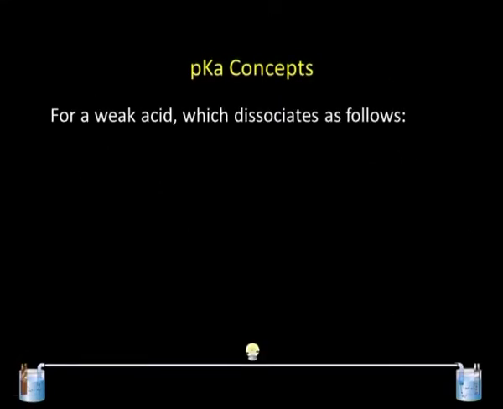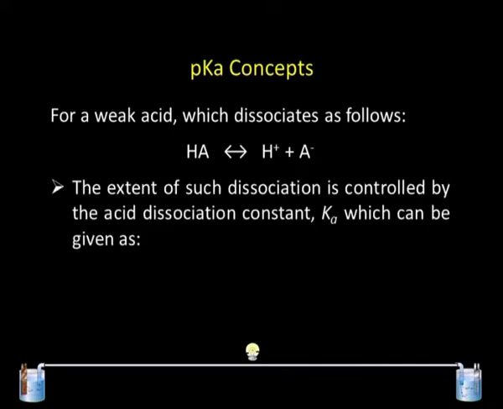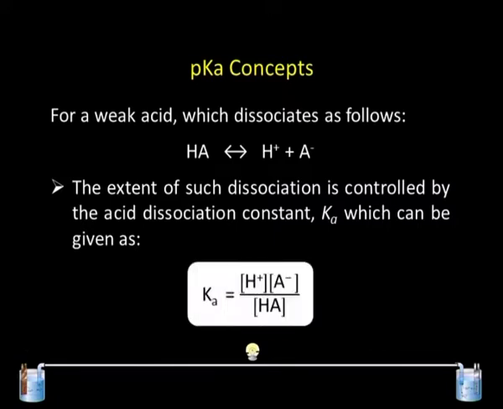For a weak acid which dissociates as follows, HA is giving hydrogen ions plus A-, and the extent of such dissociation is controlled by the acid dissociation constant Ka, which can be given as Ka is equal to hydrogen ion concentration multiplied by A- divided by the concentration of HA.